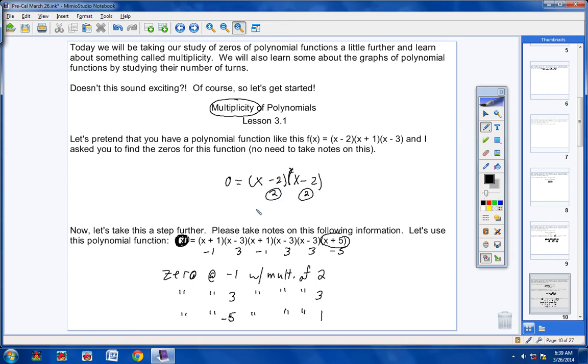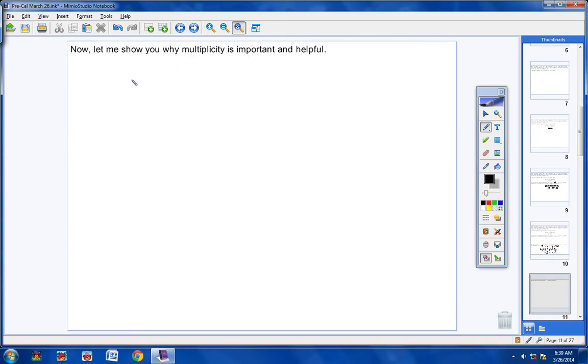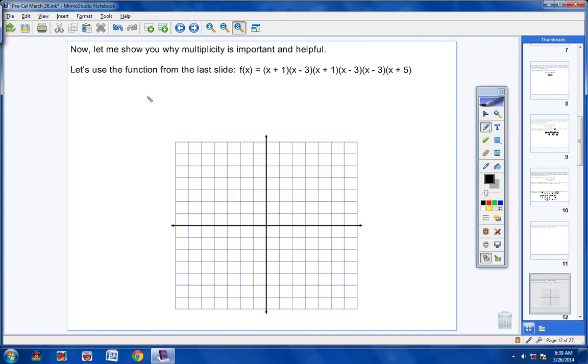But anyways, so multiplicity is really easy, and probably in your minds right now you're saying, this is really dumb. Why would I want to do this? Well, let me answer that question for you. Let me show you why multiplicity is important and also helpful, okay? Go ahead and copy this function down, you already have this copied down right here, but let me show you why this multiplicity is so helpful, okay?